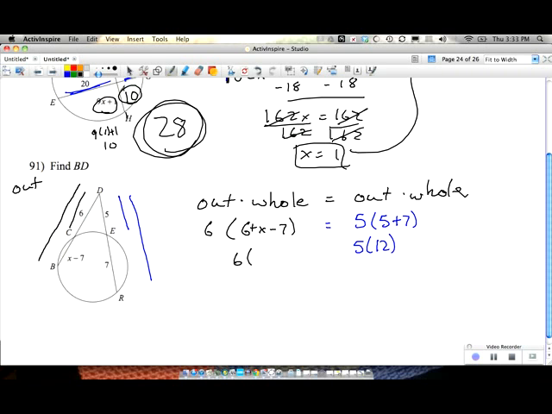That's helpful, but now I got to actually plug that in. That means that this short piece here is 4, because 11 minus 7 is 4. And the whole length BD is going to be 4 plus 6, which equals 10. BD equals 10. All right, now let's look at the next one.